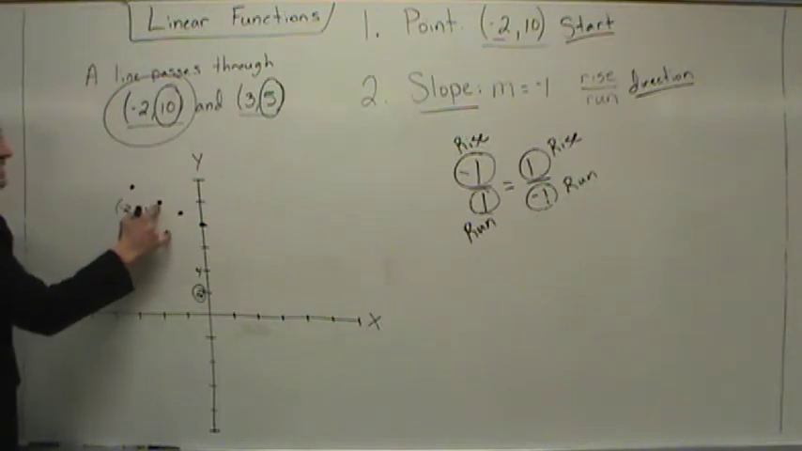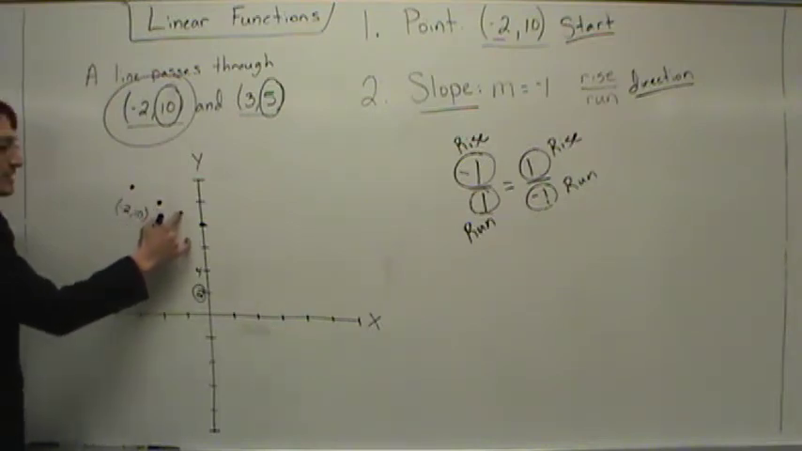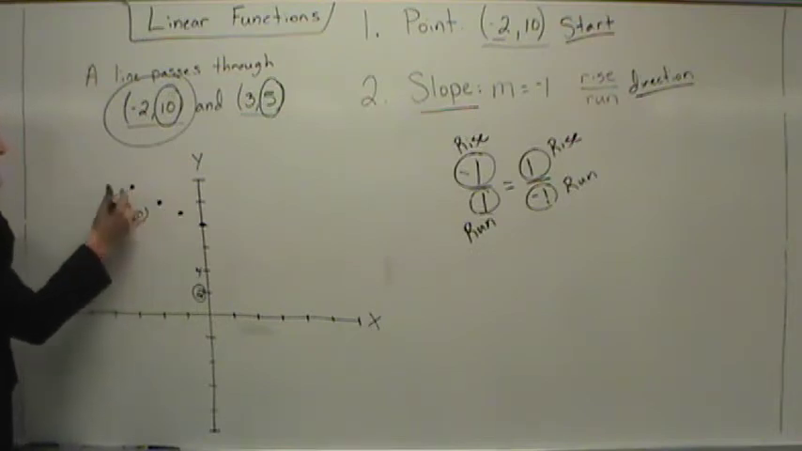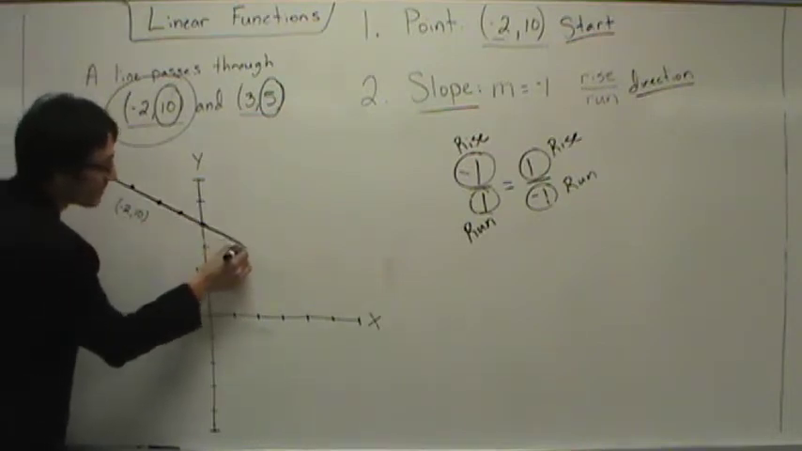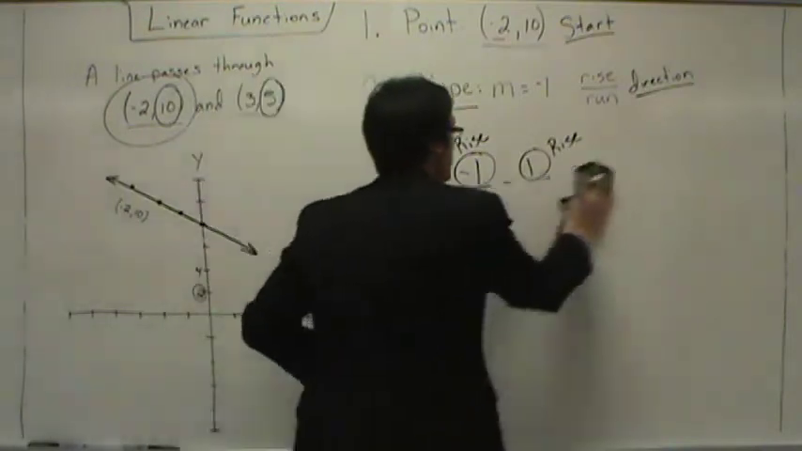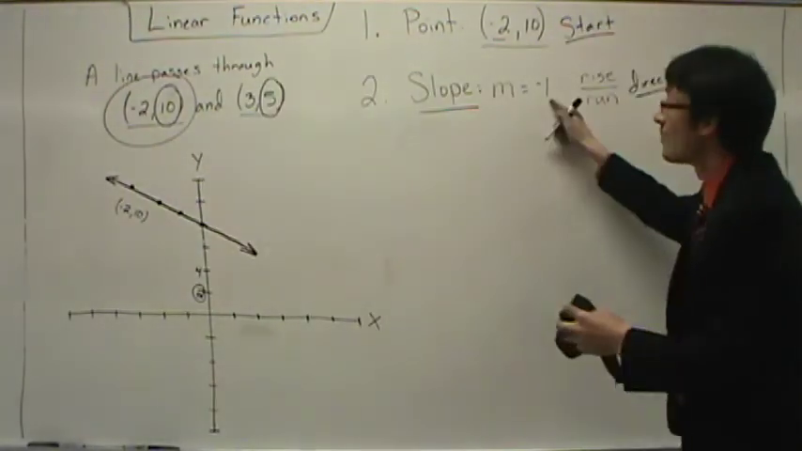Now on our graph, down a half, right a whole unit, is the same as going up a half, left a whole unit. Now you're going to graph your line. Now, again, we don't write the denominator of 1.